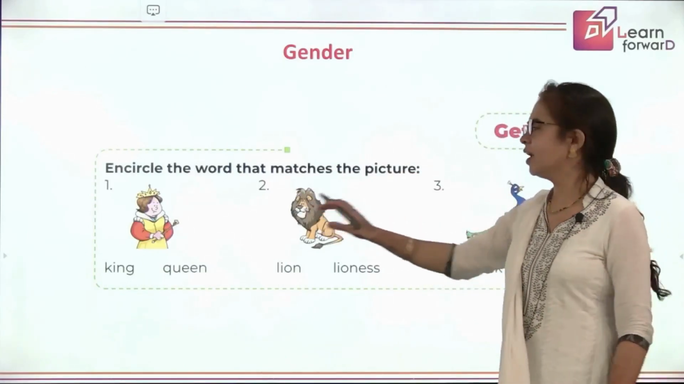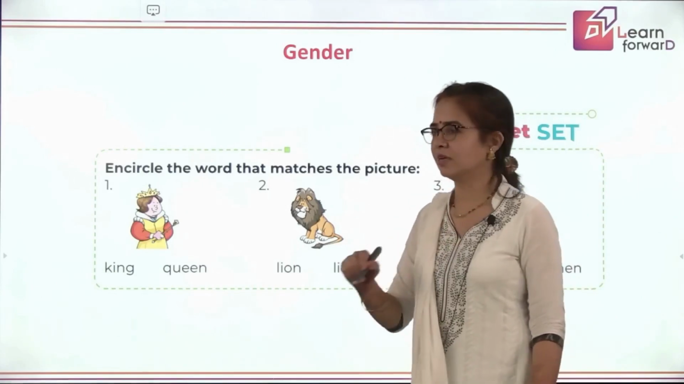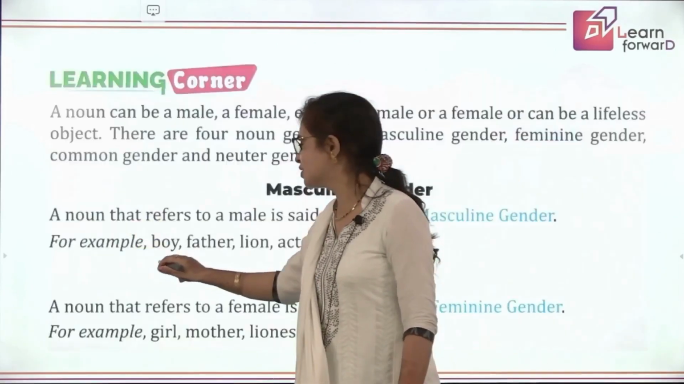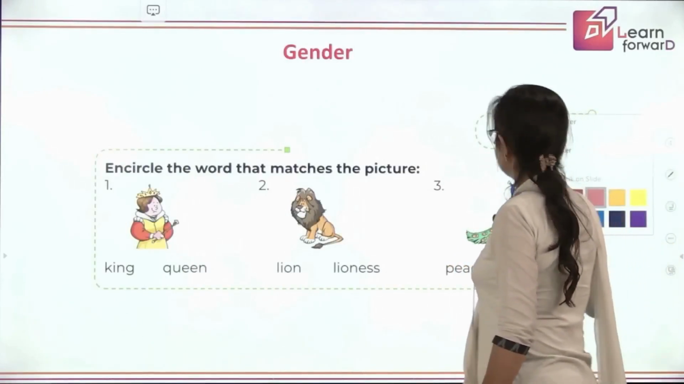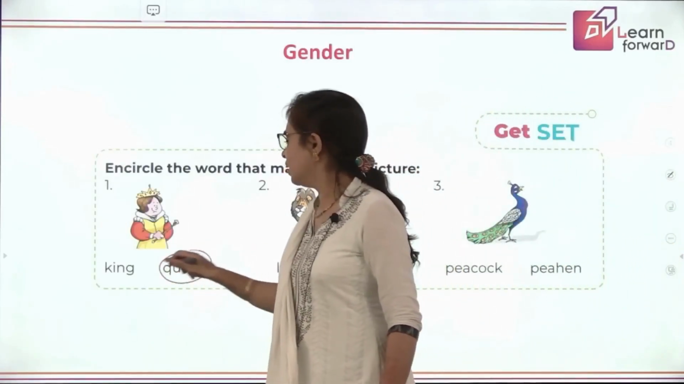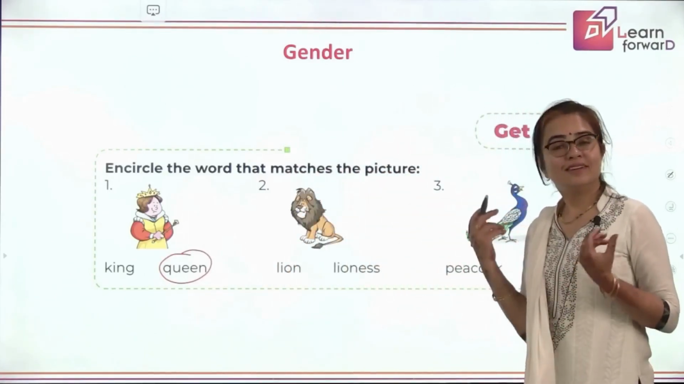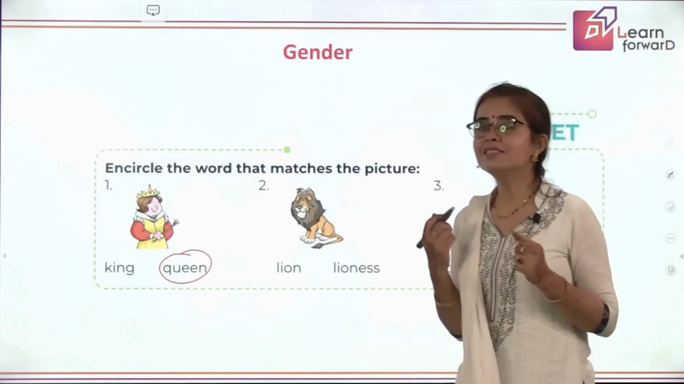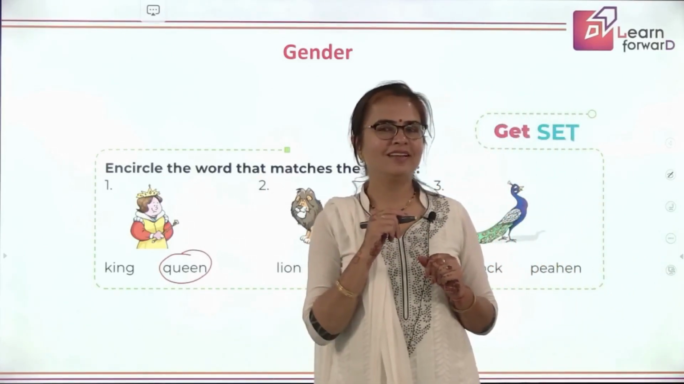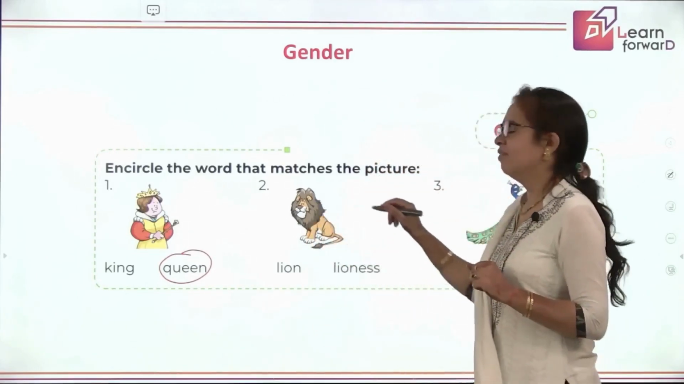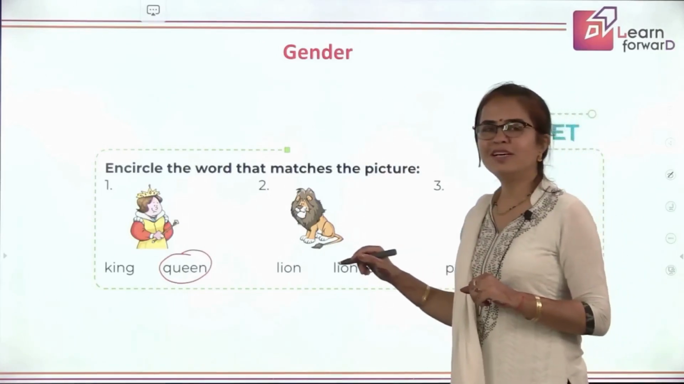So now here can you see you have got these pictures and you have to identify the proper gender. Yes, the first one is queen. That's perfect. Okay, what about the next? Lion. Somebody saying lioness. Got confused? How do you identify whether it's a lion or a lioness? Let me tell you. Want to learn?